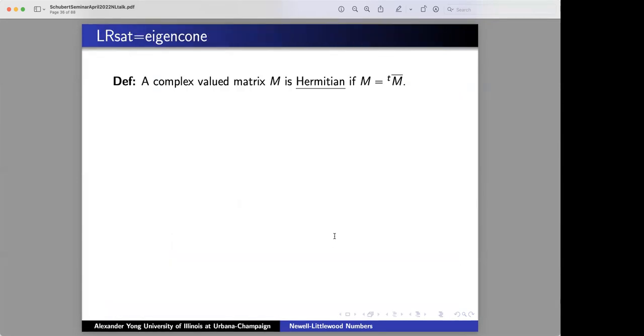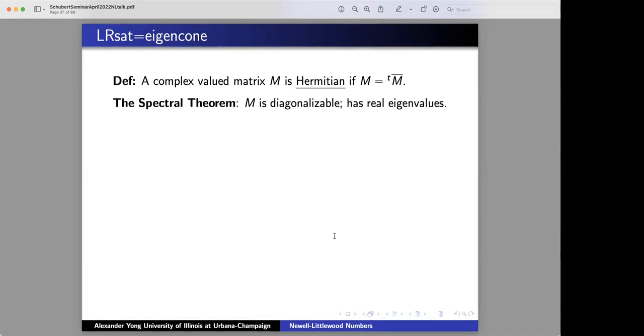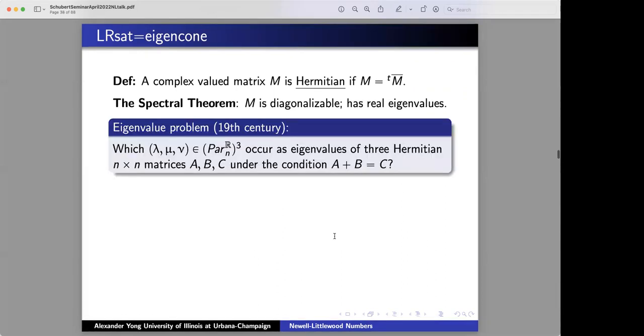Okay, I promised you that the question of determining when the LR coefficient is positive has interesting answers, and this slide is about that. Remember, a complex valued matrix is Hermitian if it's equal to its conjugate transpose. And the spectral theorem says that all Hermitian matrices are diagonalizable by conjugating with a unitary matrix and have real eigenvalues. The eigenvalue problem that stems back to the 19th century asks the following question. Suppose I have three Hermitian matrices, A, B, and C, and I impose the condition A plus B equals C. How does that constrain the possible eigenvalues, lambda mu nu, that can appear?